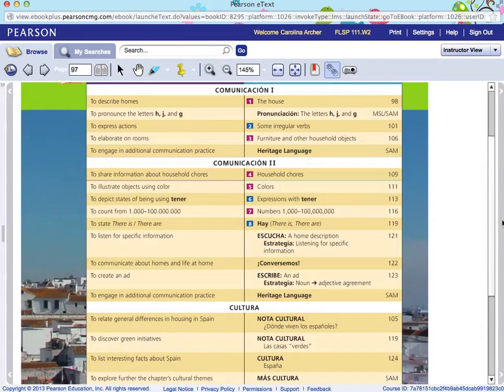We're going to go over the vocabulary for the house. In pronunciation, we're going to work with the letters H, G, and J, H, J, y G. We're going to start with irregular verbs, and also work with vocabulary to describe furniture and other household objects, household chores, and we're going to be using some of these verbs that we learned here to talk about household chores. Colors and different expressions with tener.